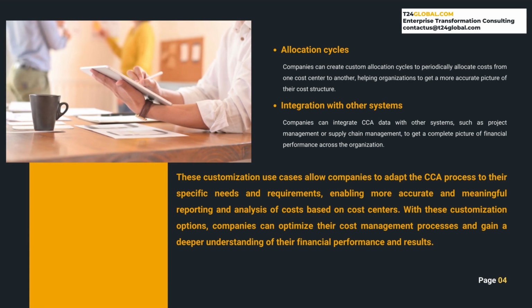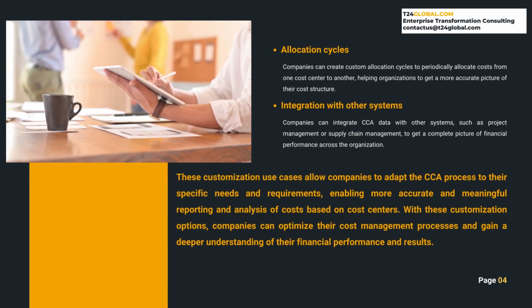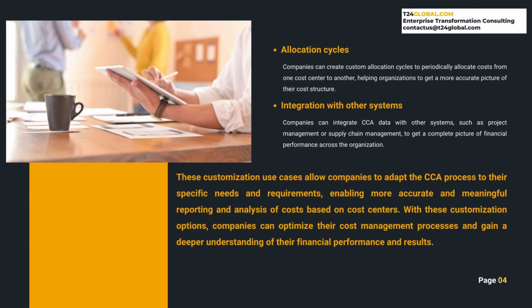Allocation cycles. Companies can create custom allocation cycles to periodically allocate costs from one cost center to another, helping organizations to get a more accurate picture of their cost structure. Key IT customization needs for operations activities include defining the allocation cycles, configuring the allocation rules, and setting up the allocation schedules. In terms of compliance, companies need to ensure that the allocation cycles are consistent with their financial reporting requirements and internal controls. Integration with other systems.